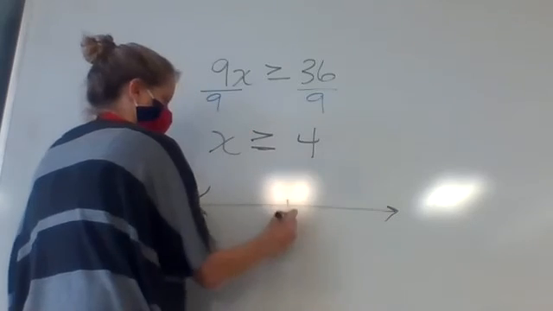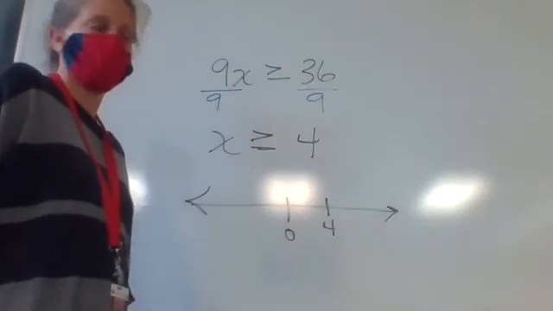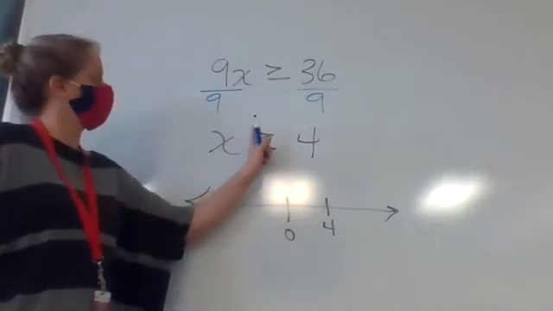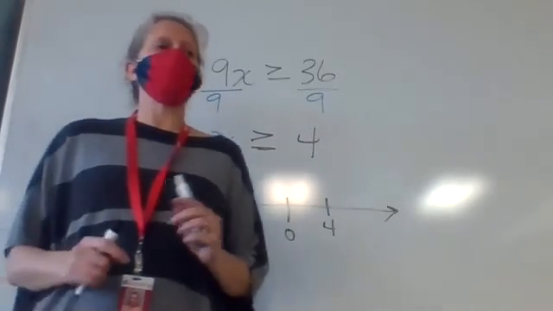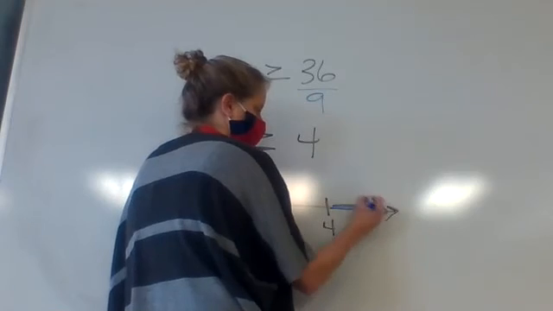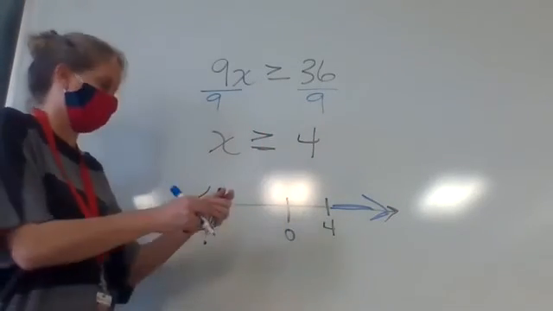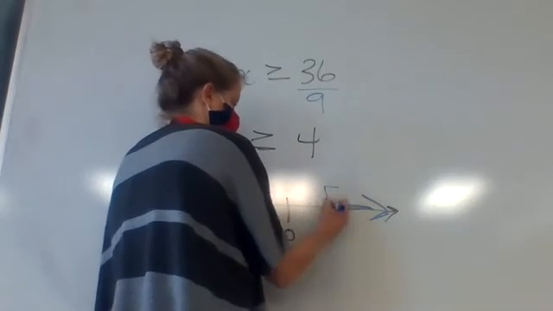Number line, there's my 0. So my 4 would be right here. This says X is greater than, so where are the numbers greater than 4? To the right, right, all the way going that way. And does 4 have a bracket or parenthesis? Bracket, right. That's right.